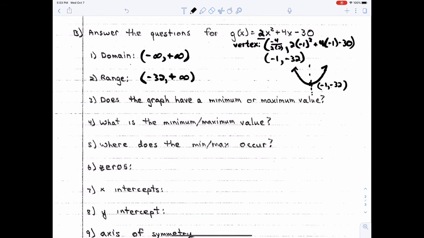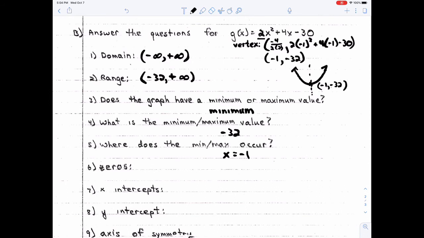Okay, does the graph have a minimum or maximum? Which one does it have? Well, it doesn't have a top. It's got a bottom, though, so it's got a minimum. Okay, what is the minimum value? -32, right? There's no minimum or maximum in the x direction, only in the y direction. There's no top to it, but there's a bottom, and where's that bottom? At negative 32. Where does that occur? At an x value of negative 1. Again, that's the corresponding x coordinate for the minimum or maximum.